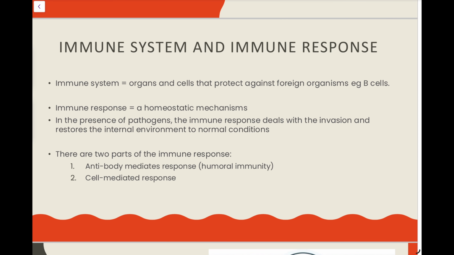So the immune system and the immune response. The immune system is all of the organs and cells that help to protect us against foreign organisms or pathogens. And the immune response itself is more the homeostatic mechanisms. So the stages in place to help prevent us from getting sick, to protect our internal environment to ensure it can operate normally. So as I mentioned, today we're going to focus on how antibodies mediate that response, and this is known as humoral immunity.